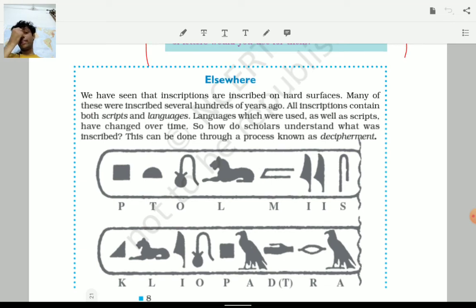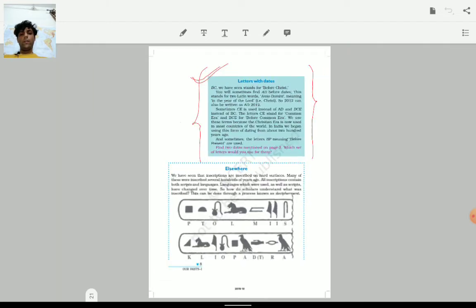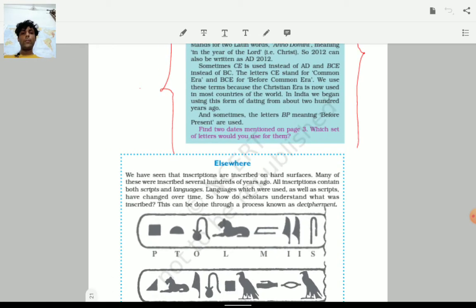It is referring to what other things were happening parallel to all the other civilizations which were developing here. So as of now, it is not important.